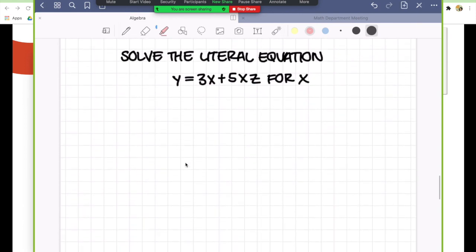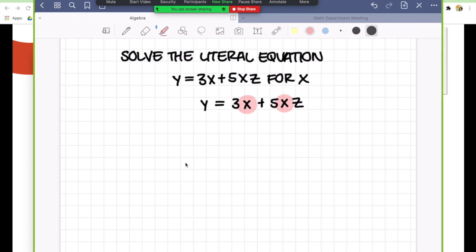Let's try out another one. We have here: solve the literal equation y equals 3x plus 5xz for the variable x. So I'm going to do the same thing where I write down the equation first, and I'm going to highlight again the x, because those are the variables that I want to have isolated.